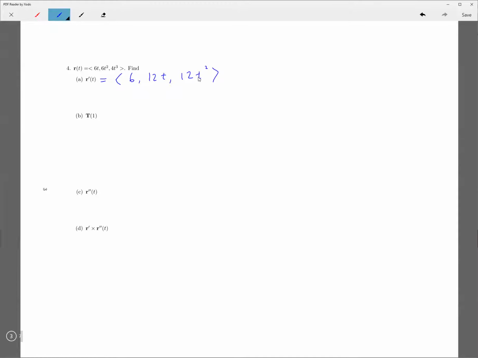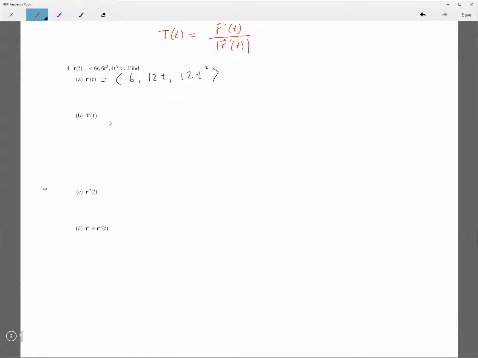Now the next one is capital T, which stands for the unit tangent vector. That's going to be the derivative vector divided by the length of the derivative vector. And that's going to be the vector that's tangent to the curve.